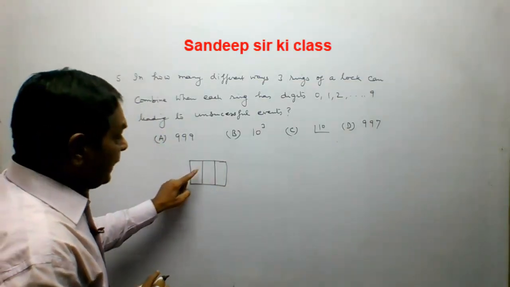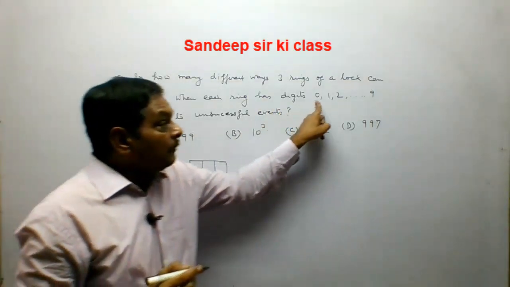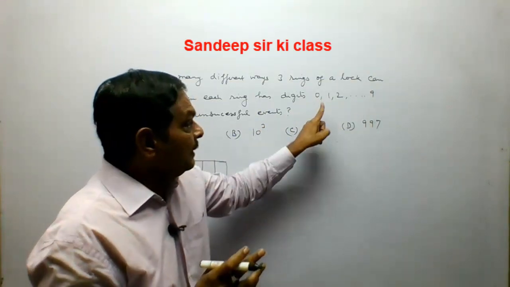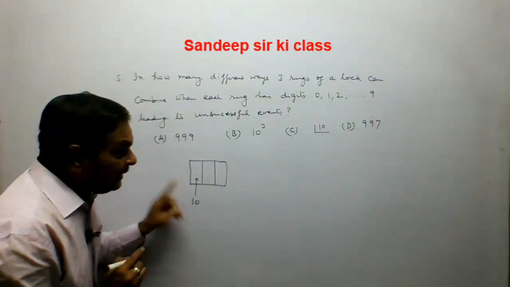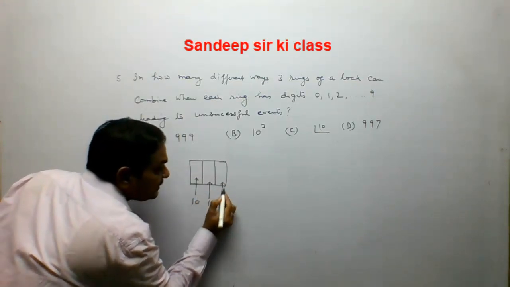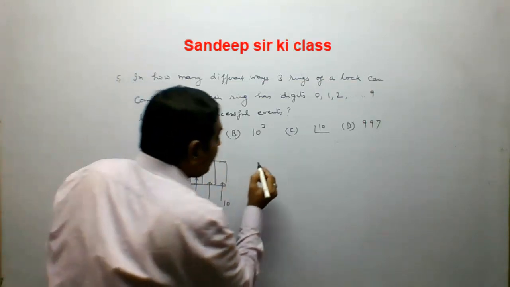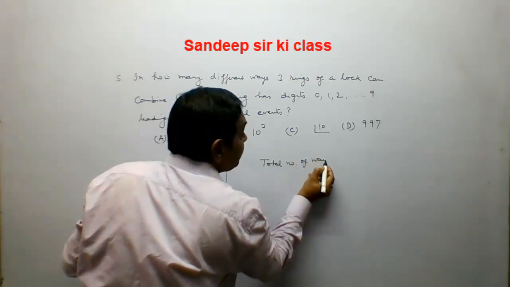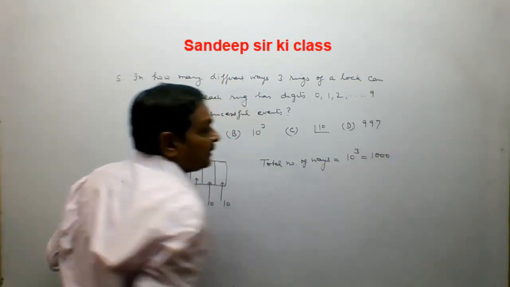It has 3 rings. Here, this place can be filled by 10 number of ways. These are 10 digits: 0, 1, 2, 3, 4, 5, 6, 7, 8, 9. So this place can be filled by 10 number of ways. Again, this can be filled by 10 number of ways, and again, this can be filled by 10 number of ways. So the total number of ways will be 10 raised to the power 3, that is 1000.